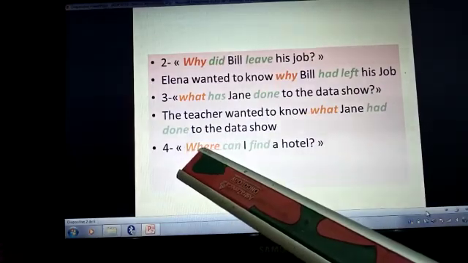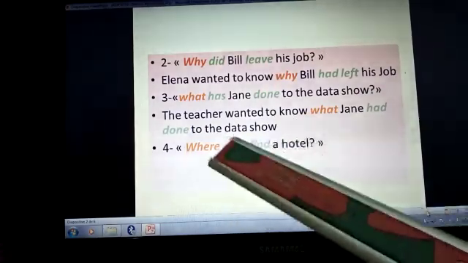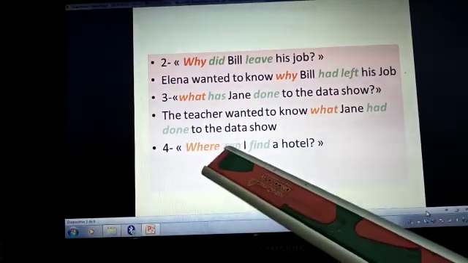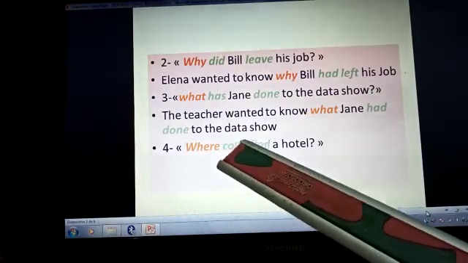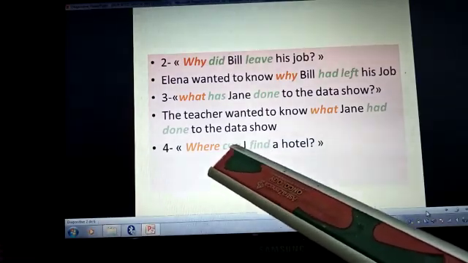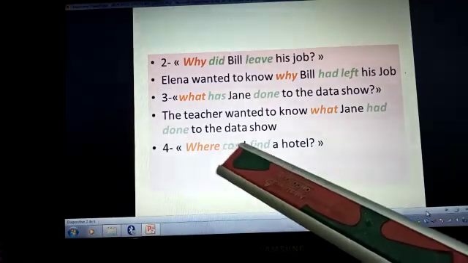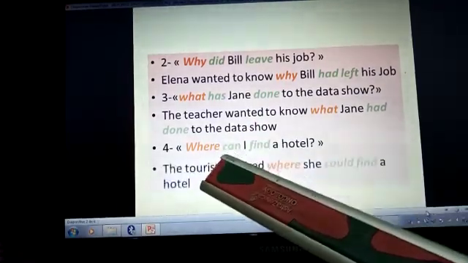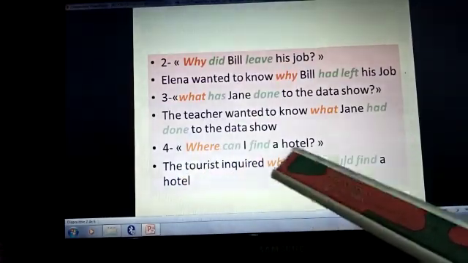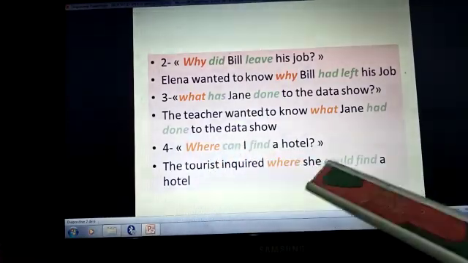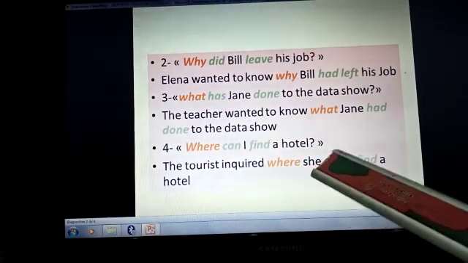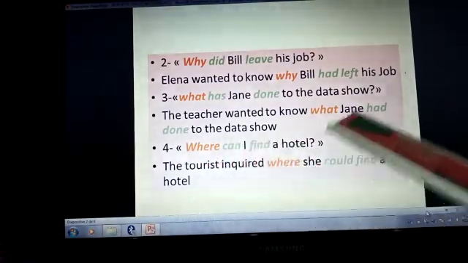Number 4, where can I find a hotel? Now we are going to deal with WH questions with modals, okay? So in report speech modals, we change them into their past. Can becomes could, may becomes might, will becomes would, shall becomes should, must becomes had to, etc. So when we report this sentence, we say the tourist inquired or asked where she could, can becomes could, find a hotel. Always modal plus bare infinitive. Modal plus bare infinitive. Can becomes could.